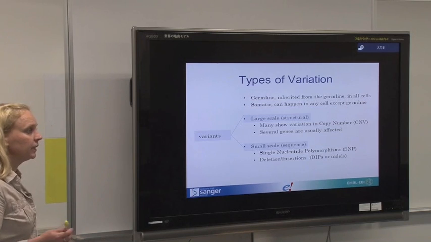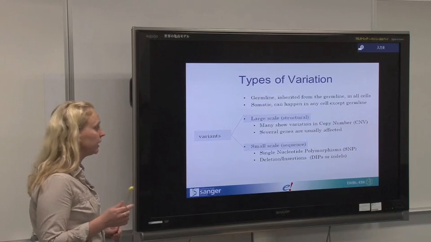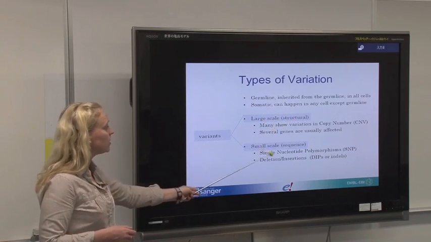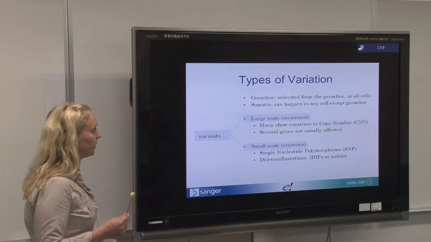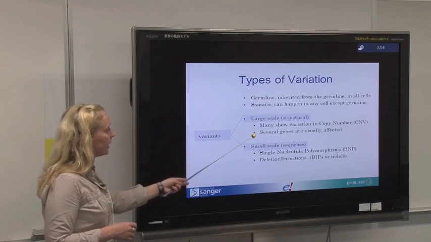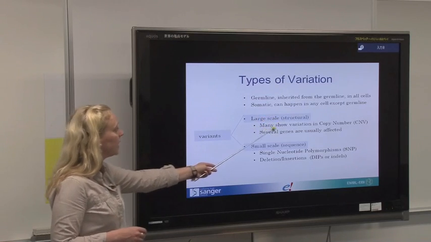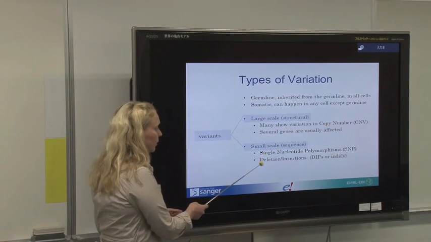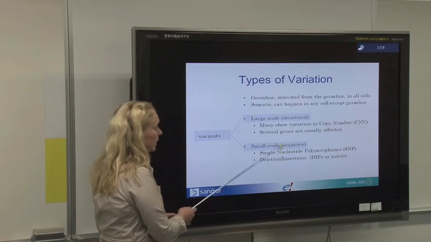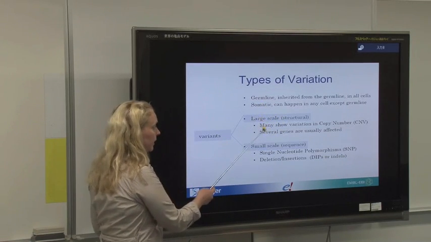Now, types of variation in general. Even in Ensembl, we distinguish the variants based on their size. So we talk about large scale or sometimes structural variants, and small scale or sequence variants. Large scale variants generally cover many genes, and in most cases when people talk about large scale variants, they mention copy number polymorphisms. Small scale sequence variants also include deletions or insertions. These can be large-scale variants, but here the deletions or insertions would be very large.